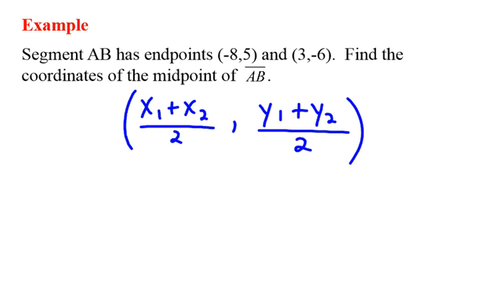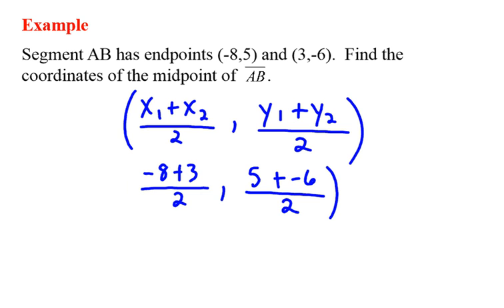So we take our two x-coordinates. We have -8 plus 3 divided by 2. And then our two y-coordinates, 5 plus -6, divided by 2. And now we simplify. So -8 plus 3 is -5, divided by 2, -5 halves, or we could say -2.5. And over here we have 5 plus -6. Well, that's -1 over 2, or -0.5.